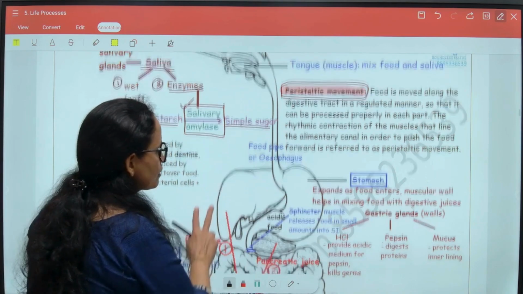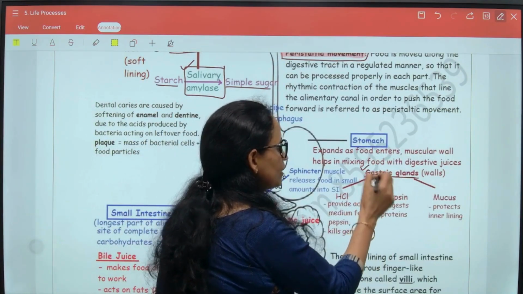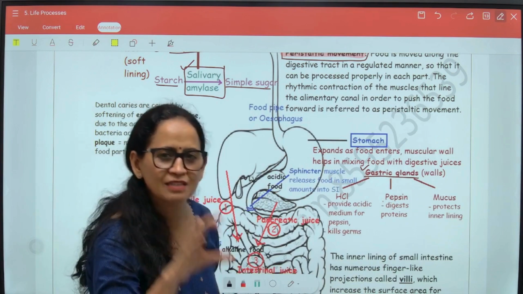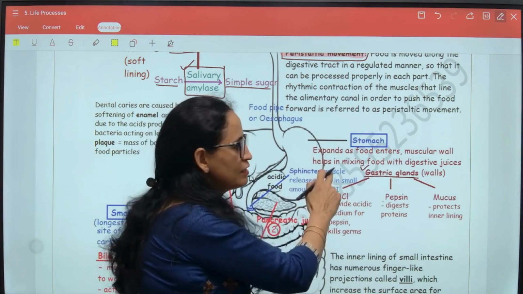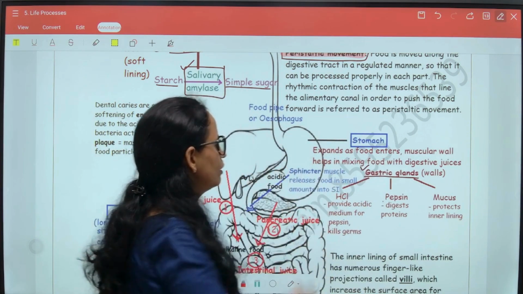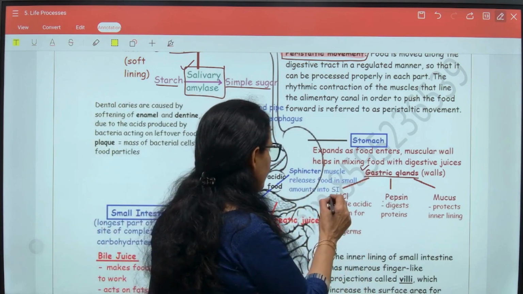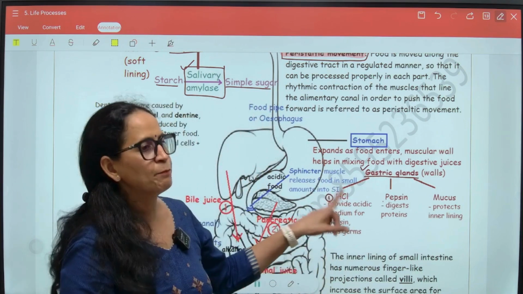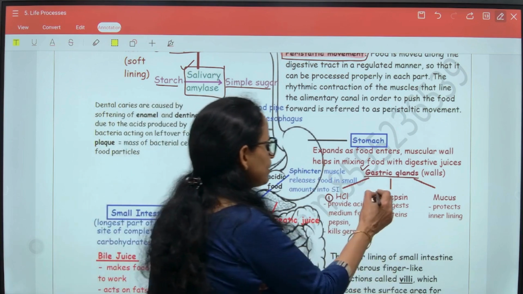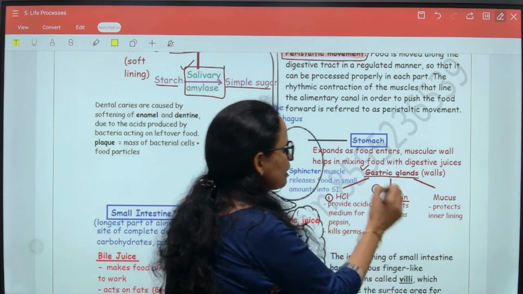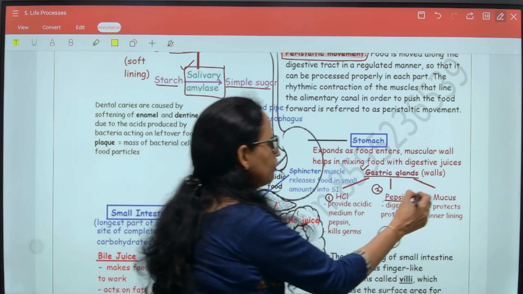What happens in the stomach is, there are gastric glands. The word gastric is related to stomach. So there are certain gastric glands present all throughout the lining of the stomach, all throughout the walls of the stomach, that release three things. The first one is HCl. HCl provides acidic medium for breakdown of food. Second is pepsin. Pepsin is an enzyme that helps in digestion of proteins. And the third one is mucus.